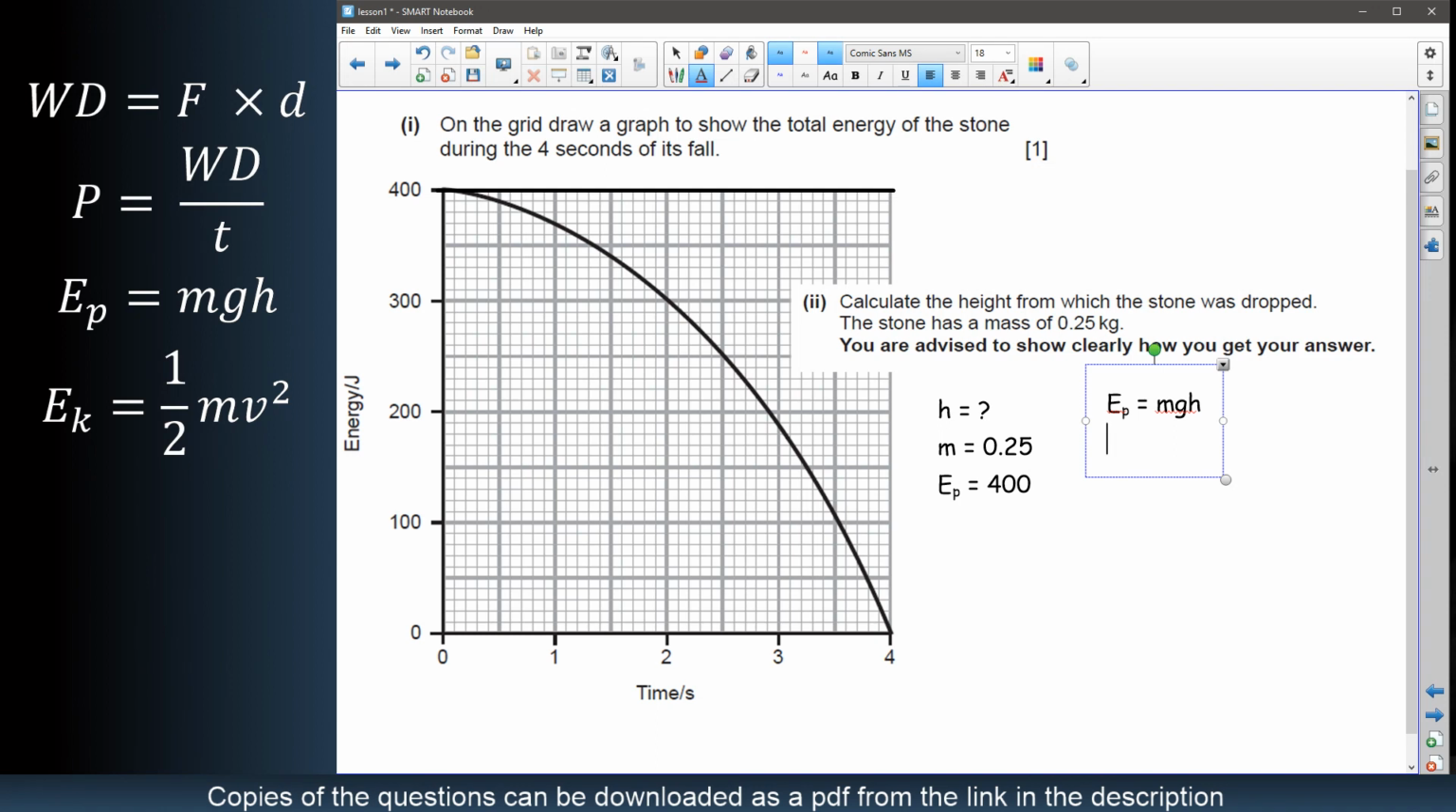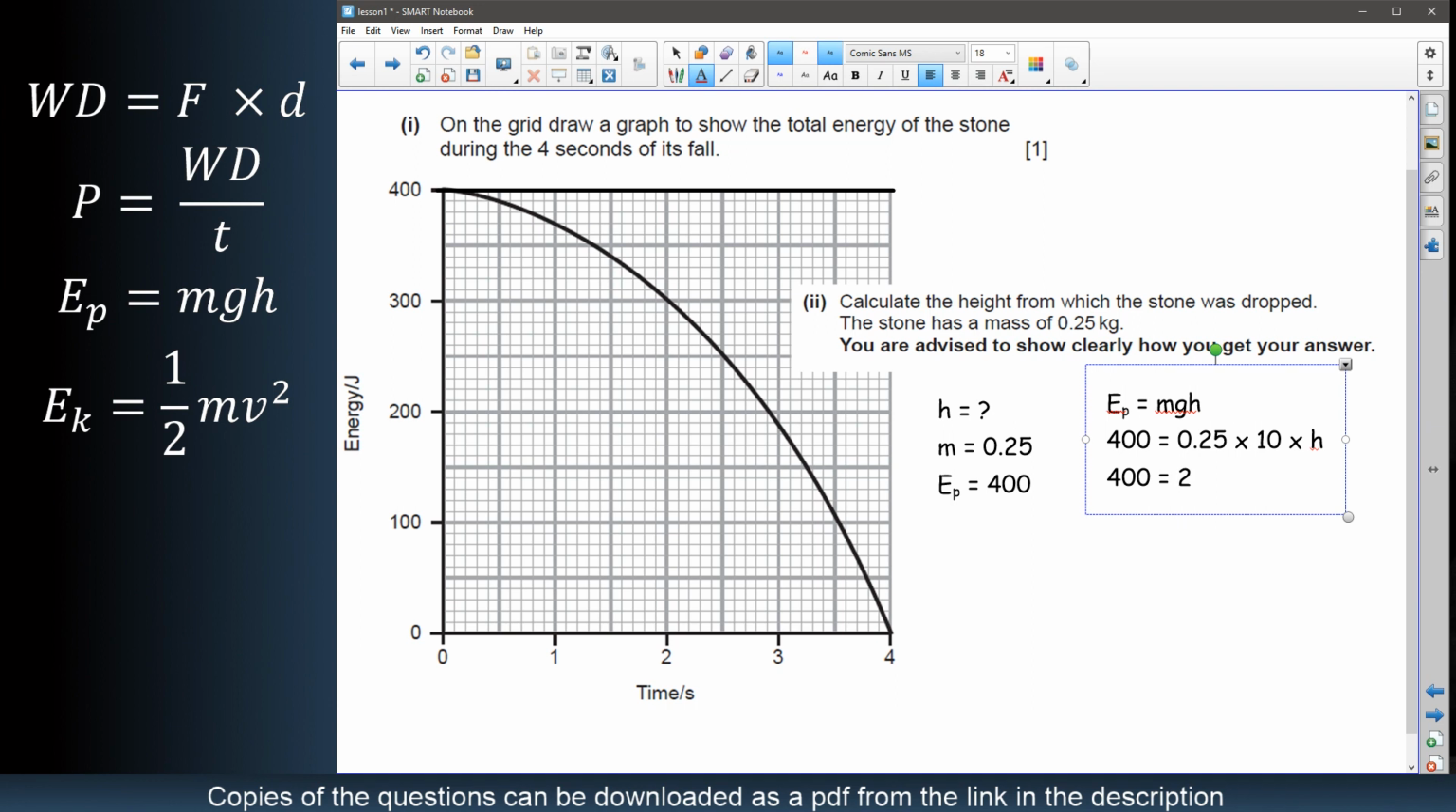Right, so potential energy equals mgh. So we stick our numbers in. We go to our graph. We know that the potential energy is 400. We've been told the mass is 0.25, and we know that the gravitational field strength on Earth is 10, times h. So I'm going to do it by rearrangement after I put the numbers in. I just think it's a bit safer, but it's up to you.